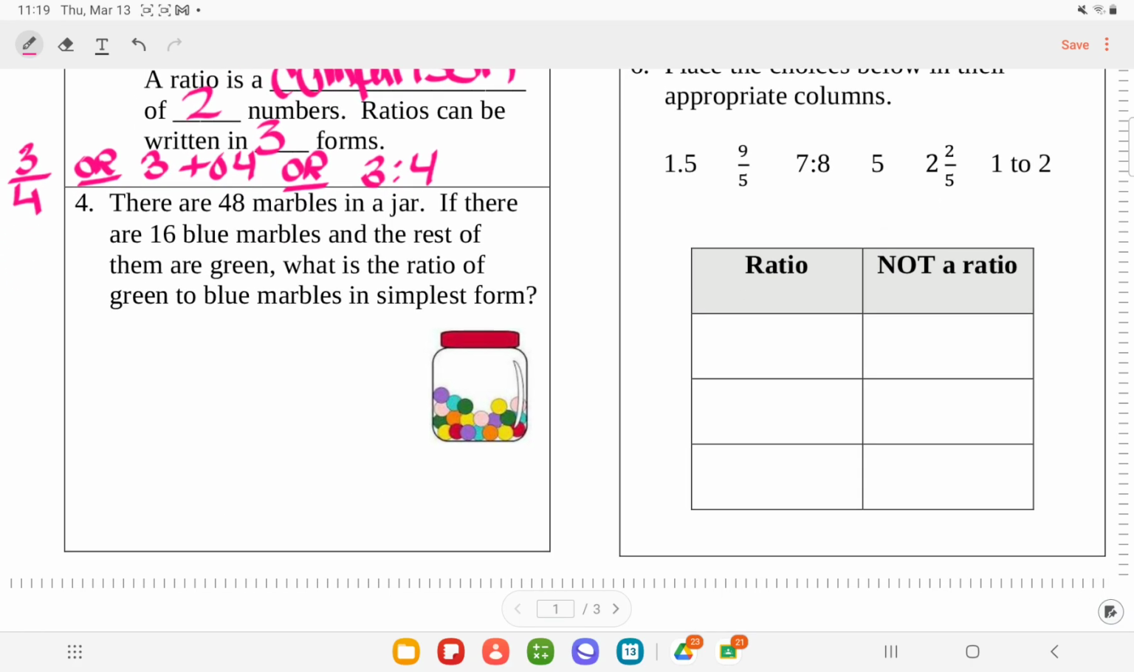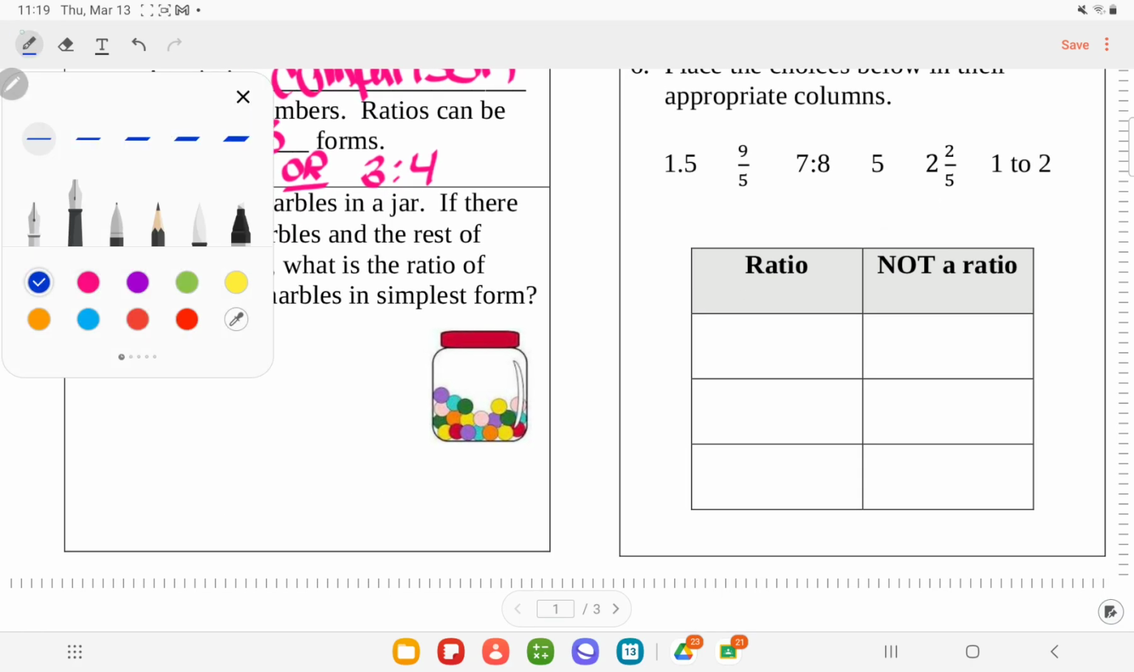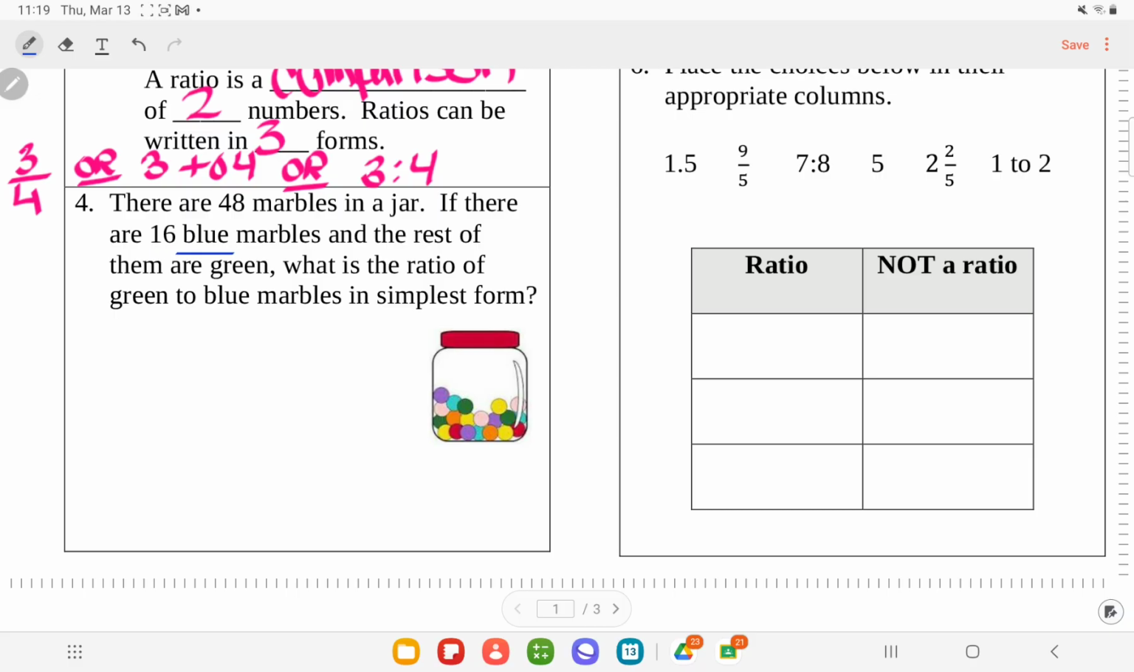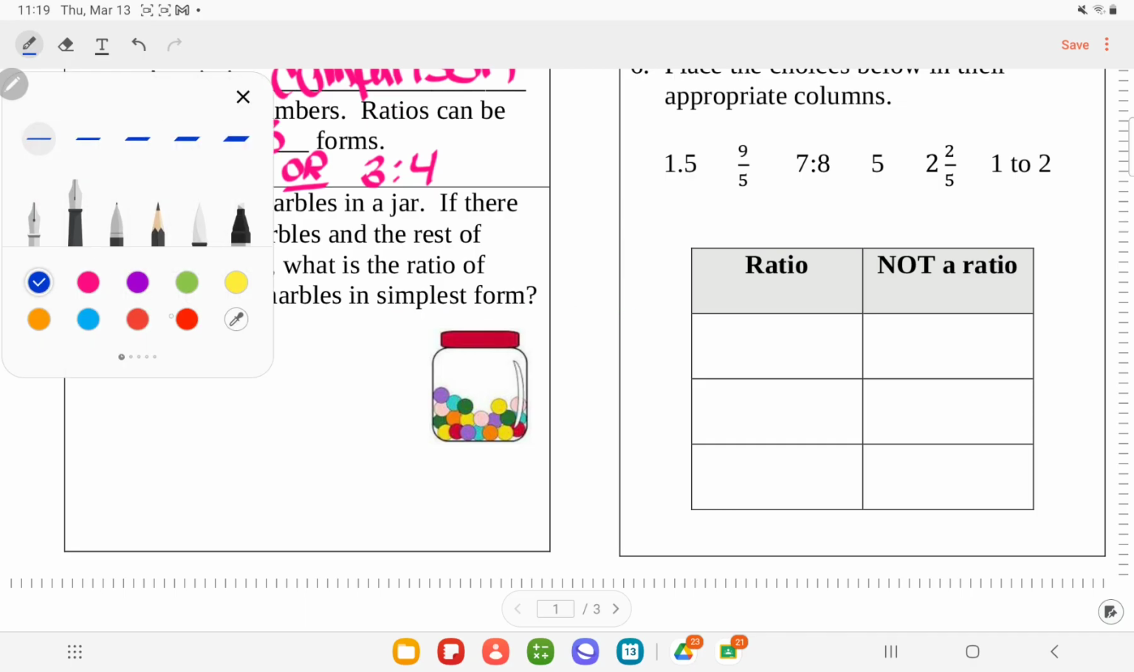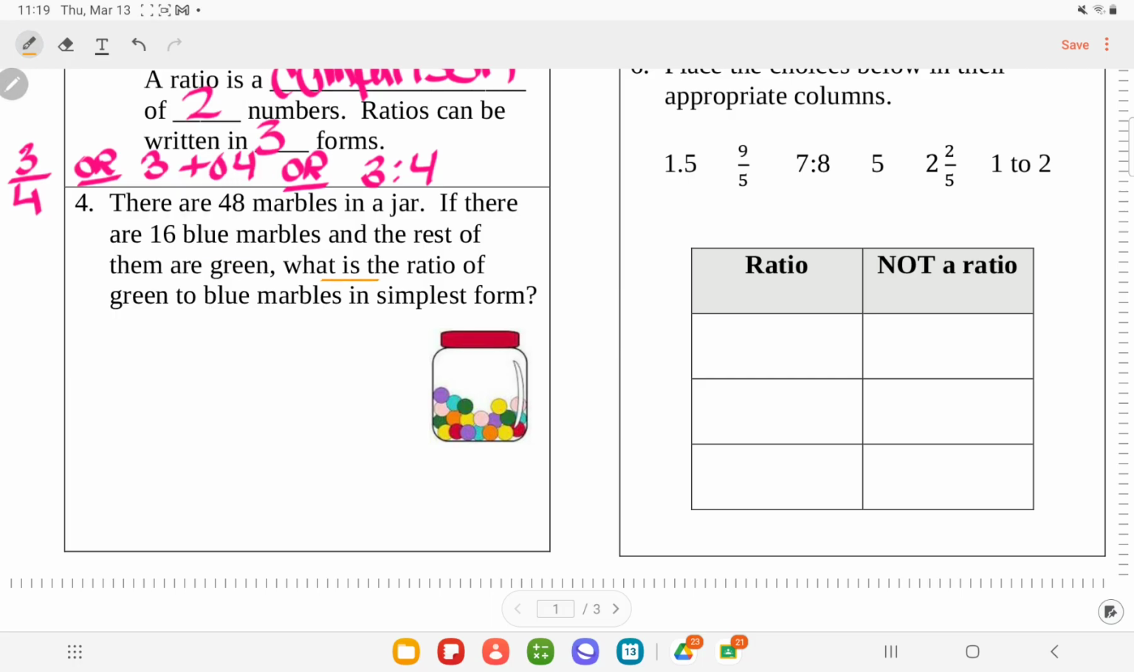There are 48 marbles in a jar. If 16 of them are blue and the rest of them are green, what is the ratio of green to blue marbles in simplest form? So they're asking me for a ratio. I'm going to go to exactly where they're asking me about that ratio. When I hear what is the ratio of, I freeze, I make a plan. Green to blue. So I'm going to write that out.